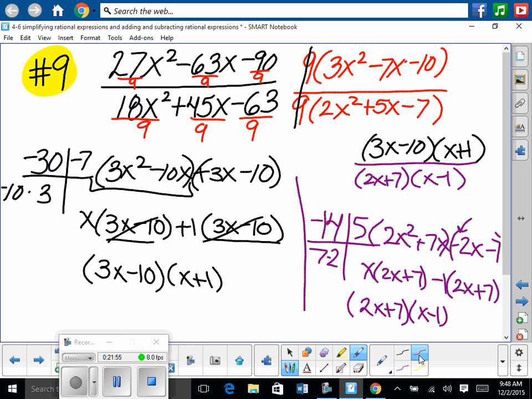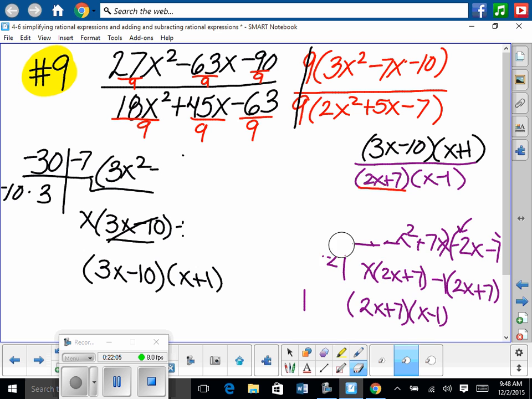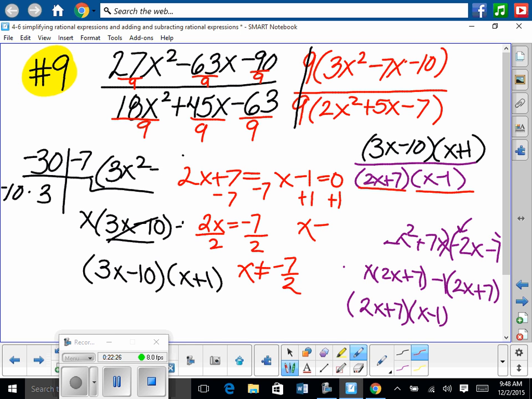So looking at the bottom, you look if there's a variable. Set that piece equal to 0. So I'm setting 2x plus 7 equal to 0. X minus 1 equal to 0 and solving. So I subtract 7. So we have 2x is equal to -7, divided by 2. So x cannot equal -7/2, and also add 1. X cannot equal 1. Okay, we've restricted our domain.